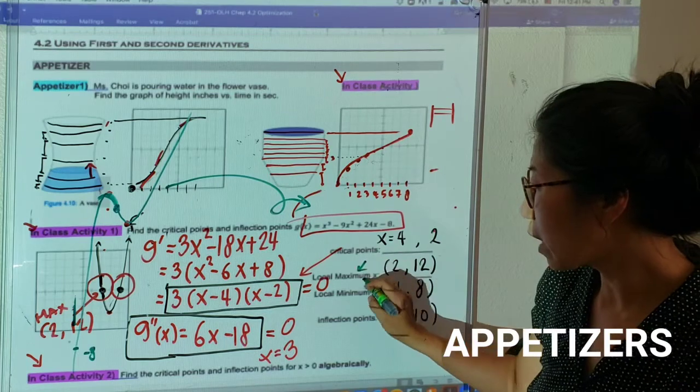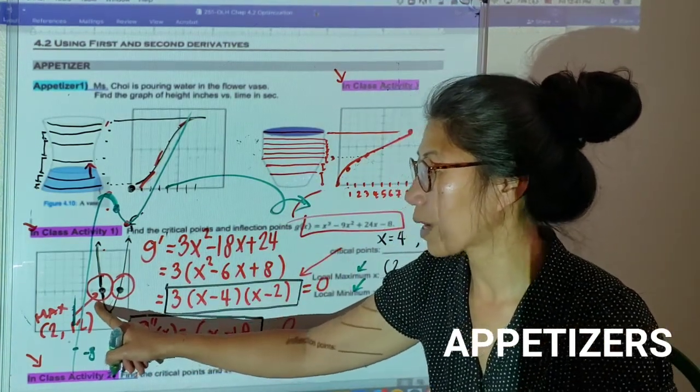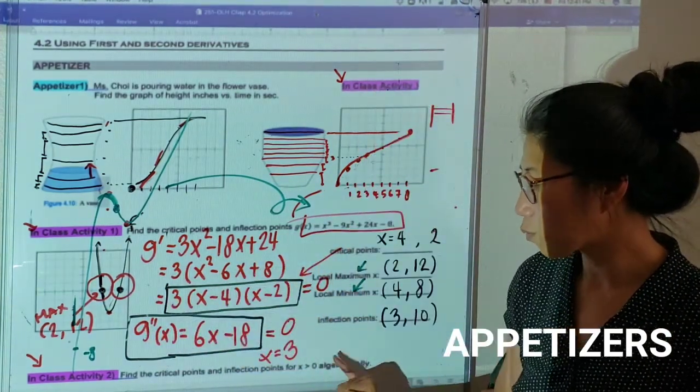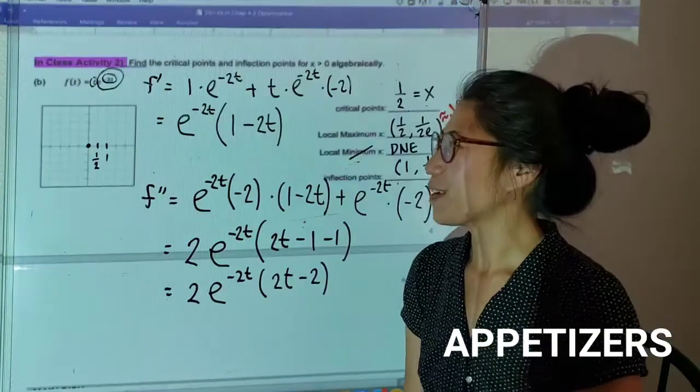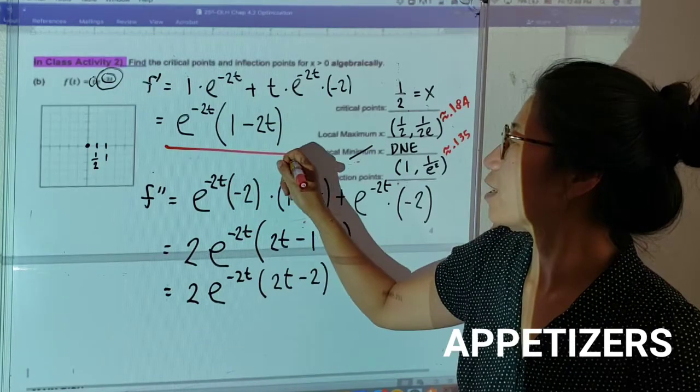But be careful how you find maximum and minimum. You have to show me the evidence. This one has to be a maximum, this one has to be a local minimum by our first derivative test. Okay, let's do one more and then check with me. Okay, getting better class, in-class activity 2. So I took the first derivative and that's what I got.